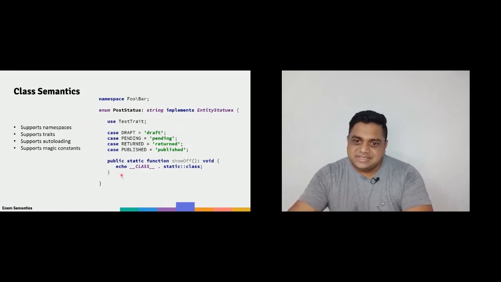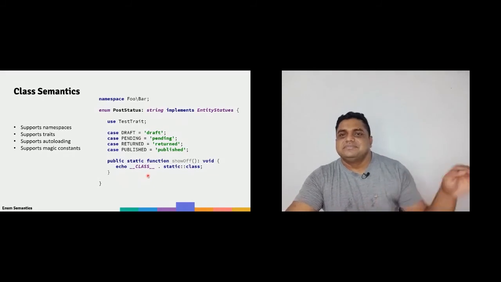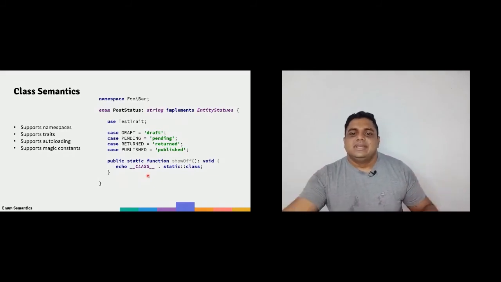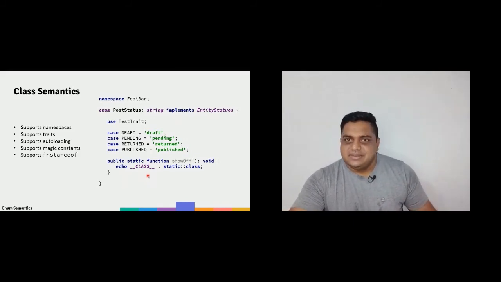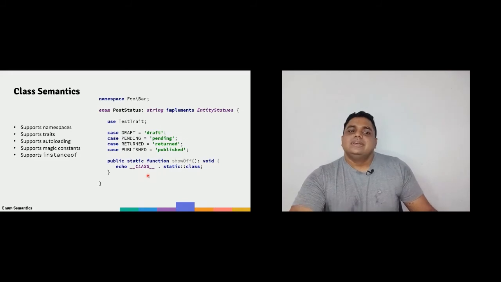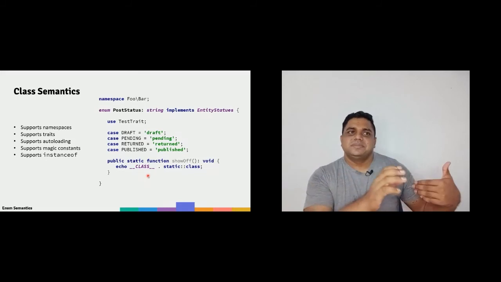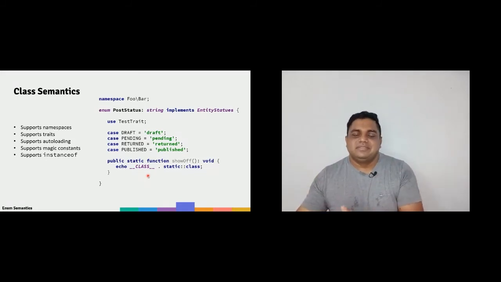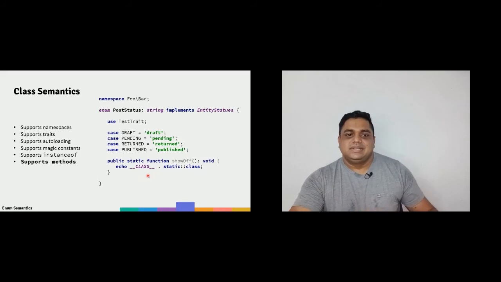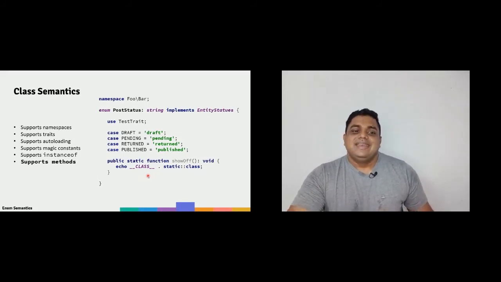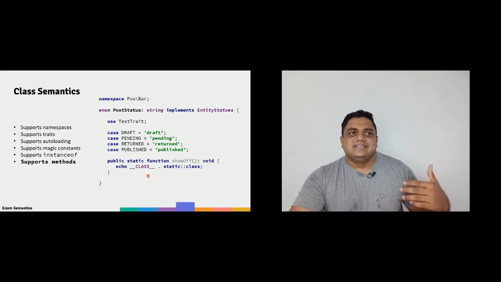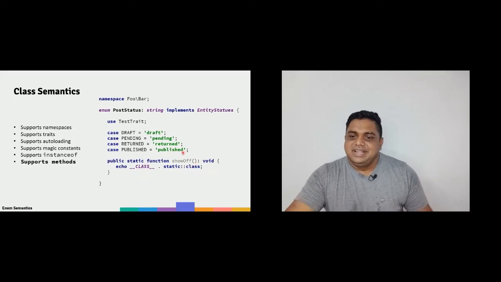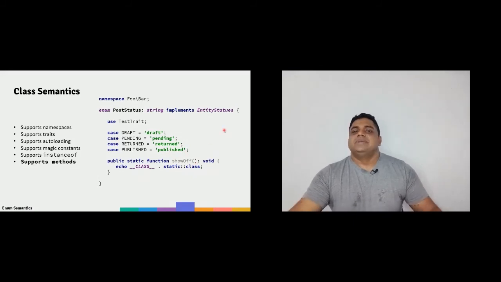They support magic constants. So with classes, you can use __CLASS__. It works in enums as well. And all of these magic methods, they work in enums as well. You can also use the instanceof operator to see if this enum is an instance of whatever named enum you'd like to see. And importantly, they support methods, static methods and non-static methods. You can add a method, like, for example, here, I declare this method called showOff, and that just works.